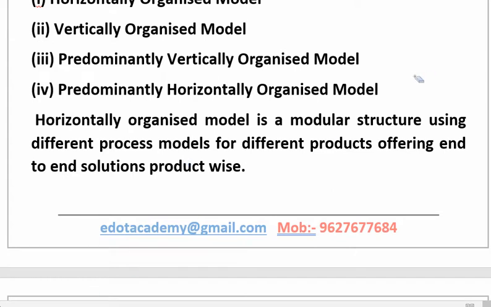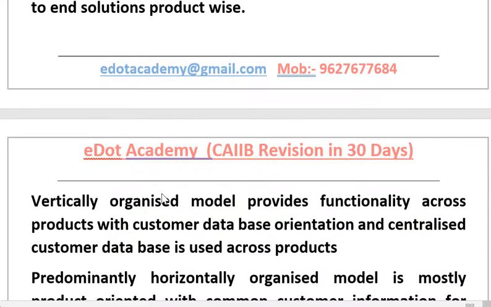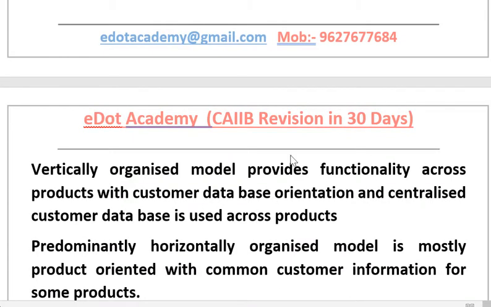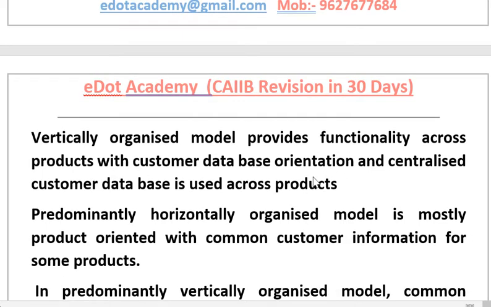But private sector banks are following the vertical organized model. The vertical organized model provides functionality across products with customer database orientation, depending upon the number of customers. So a centralized customer database is used across products. You might have seen in private sector banks, you go to one counter and they will do all the jobs. In India, we are also resorting to this type of system.